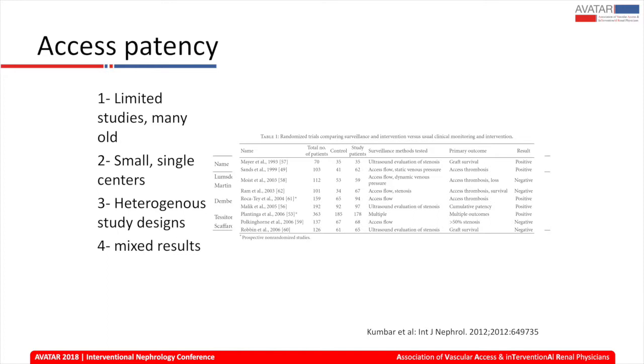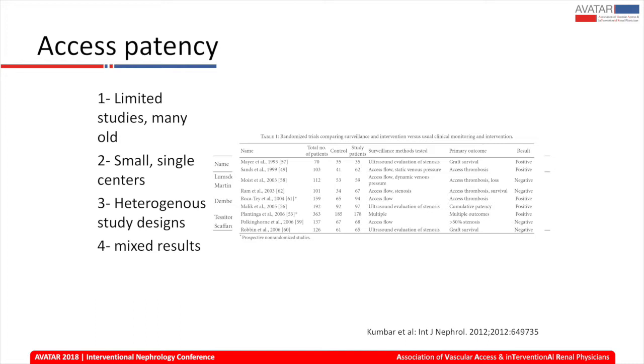What about the access patency? Again, if you look at what is access patency, somebody clots, you open it up, and how long it's going to keep it open over a period of time, whether you need more interventions or not, right? The studies looking at this specific thing, again, is very limited, and many of them are old. Many of them are single, small centers.